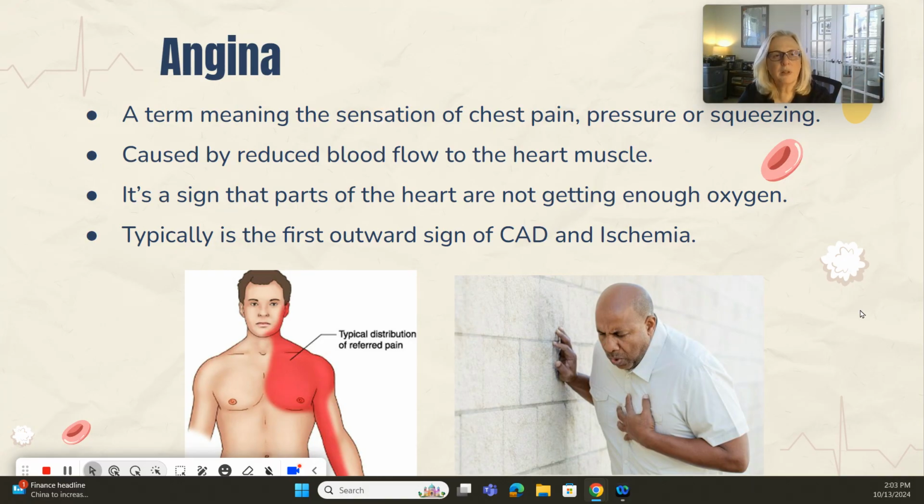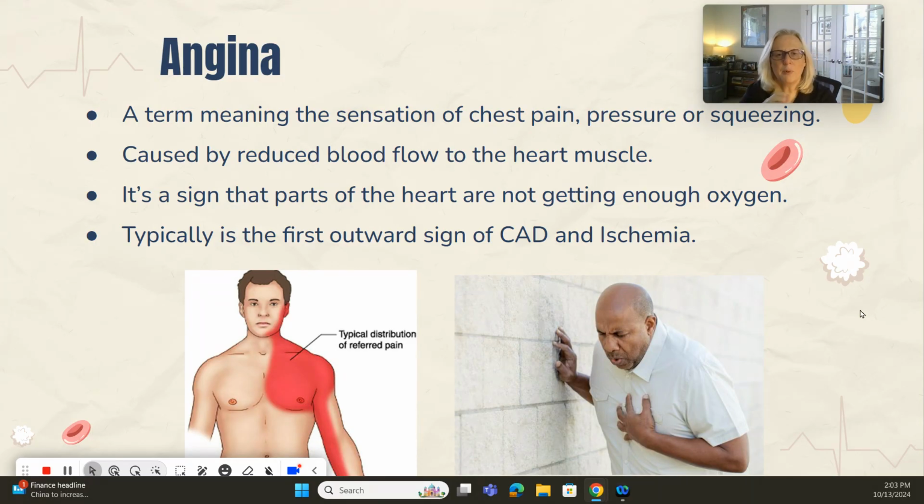It is typically caused by a reduced blood flow to the heart muscle, and that's a sign that parts of the heart aren't getting enough oxygen. So if we've narrowed those blood vessels, like I said before, and they're not getting enough oxygen, we can get some outward signs and symptoms, and one of those is angina, okay? It's usually a first sign or symptom that you have some sort of ischemia or coronary artery disease happening, where those blood vessels have narrowed and gotten real small and tight, okay?